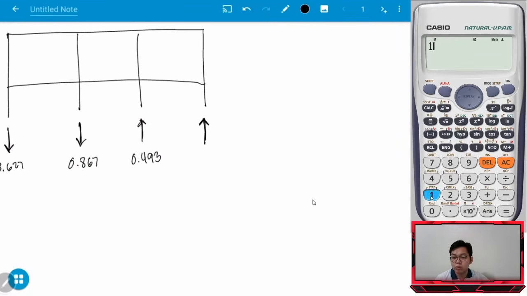So, 1.103 times 3.627, or 4. Okay, so 4 na lang ilagay natin or 4.01. Depende na sa inyo kung ano yung ilalagay nyo. So ako, 4.001 na lang.